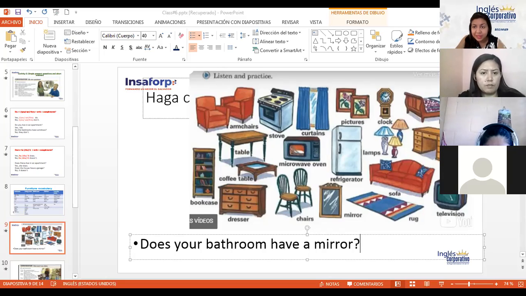Does your bathroom have a television? Wow, that would be nice. No, it doesn't. I don't even have a television in my living room. Not at the moment. But we have internet and we have Netflix and Claro Video and TCS Go. More questions. Does your bathroom have a shower curtain? Yes, it does. Or do you have chairs in your bedroom? Yes, I do. I have one chair in my bedroom.